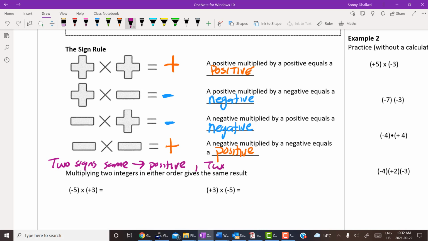And two signs different, then we have negative.